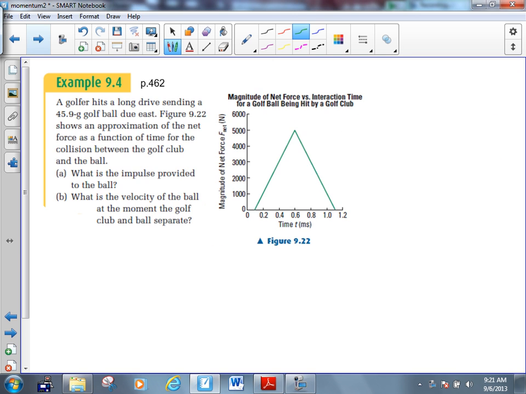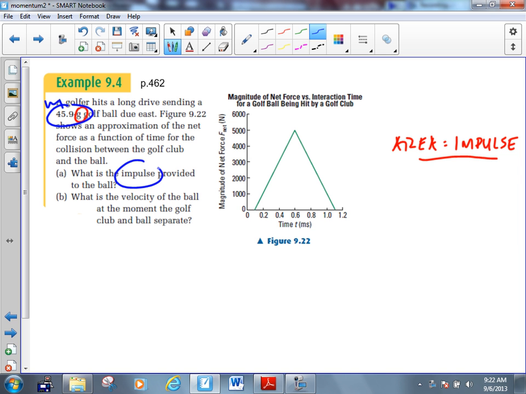All right, let's take a look at a quick example. 9.4, page 462. It says a golfer hits a long drive sending a 45.9 gram golf ball, okay, grams, non-standard units, due east. Figure 9.22 shows an approximation of the net force as a function of time. Force versus time, right away, before I even finish reading this question, what do you think? Three words, right? Area equals impulse. I don't even care what we're asked here. I know that I'm going to end up using this. As soon as I see an F versus t graph, area equals impulse. What's the impulse provided to the ball?